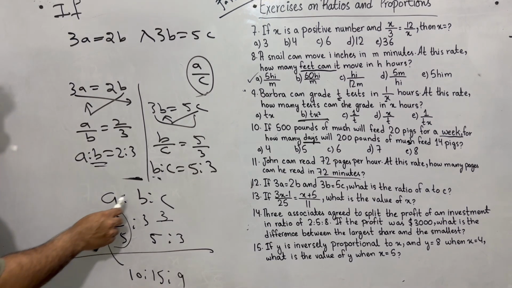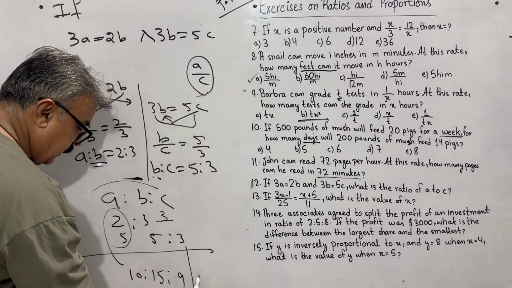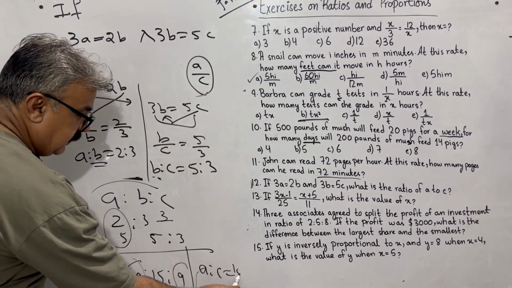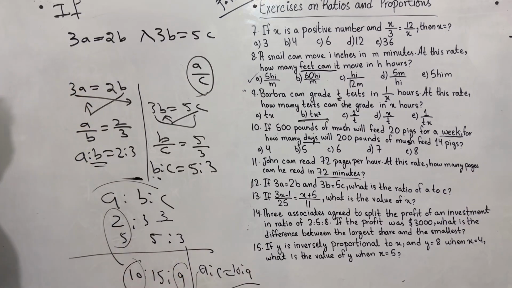We are asked to find the ratio of A and C. Taking only A ratio C, this is our A, this is our C. 10 ratio 9. 10 ratio 9 is our answer in that case.